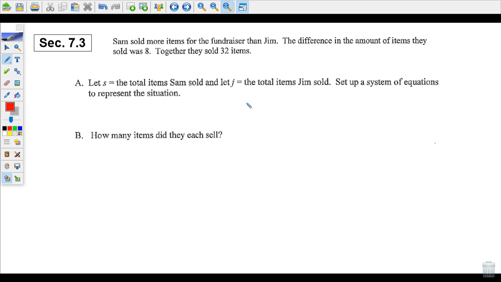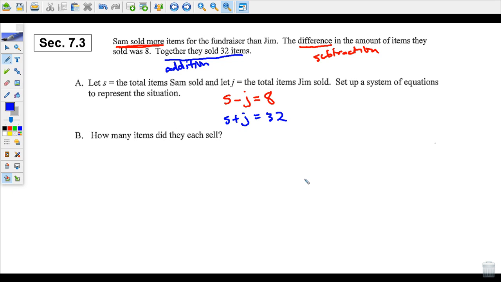So I need a system of equations. I need 2 equations. I'm going to use the fact that the difference, meaning subtraction, between the two was 8, and the fact that Sam sold more. So that means S minus J equals 8. And then the other thing that I'm going to use is that together they sold 32. So this is an addition problem. Together they sold 32. So S plus J equals 32.